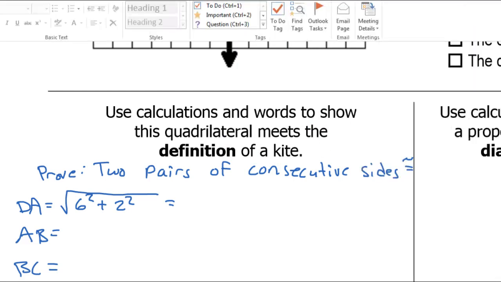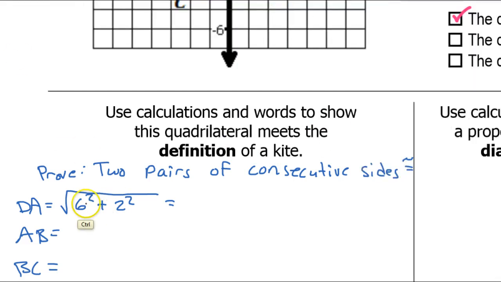Okay, you know what? I think I'll just do this kind of in my head. So this is going to be the square root of 36 plus 4. And that's going to be the square root of 40. I could simplify this down to like 2 radical 10, or I could make a decimal. But if I just leave it as a simple square root, that will make it easy to compare to the others. So I'm just going to leave it like that for now.